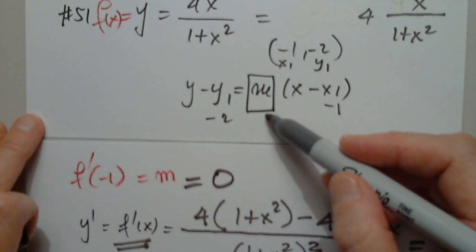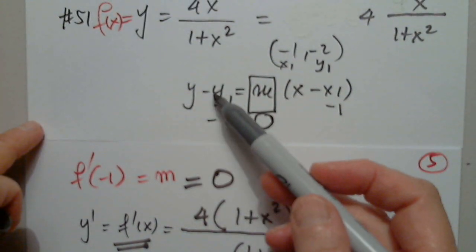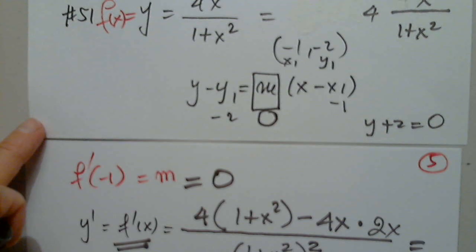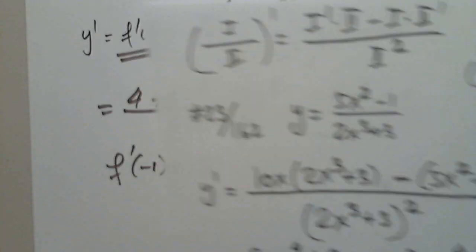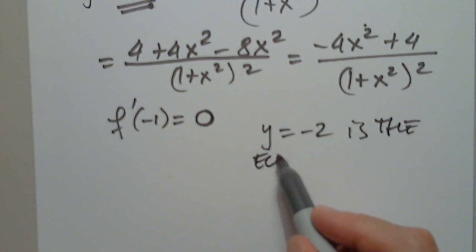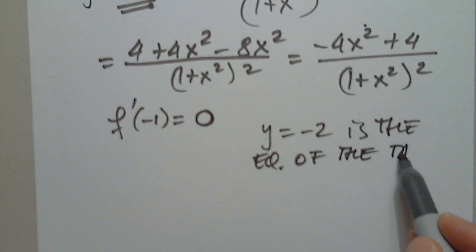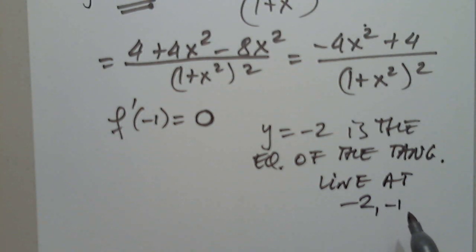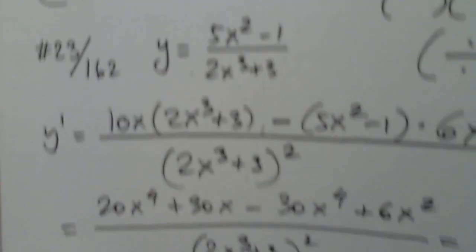Okay, I go back, I put 0 here. So then I have y minus minus 2, which is y plus 2 equals 0. So the equation of the line is y equals -2. Y equals -2 is the equation of the tangent line at -1 comma -2. Exactly. Any questions on this problem?